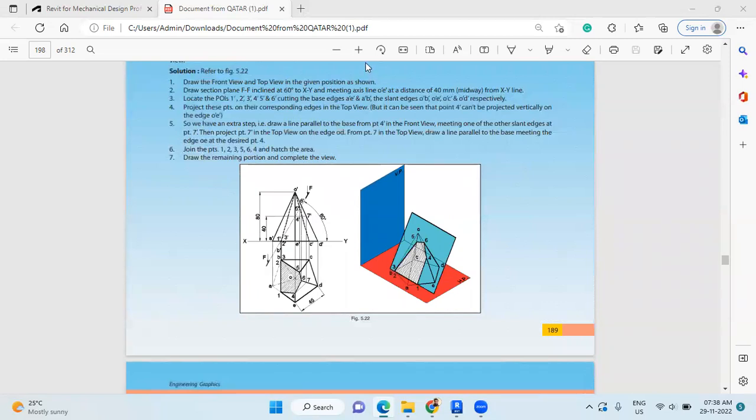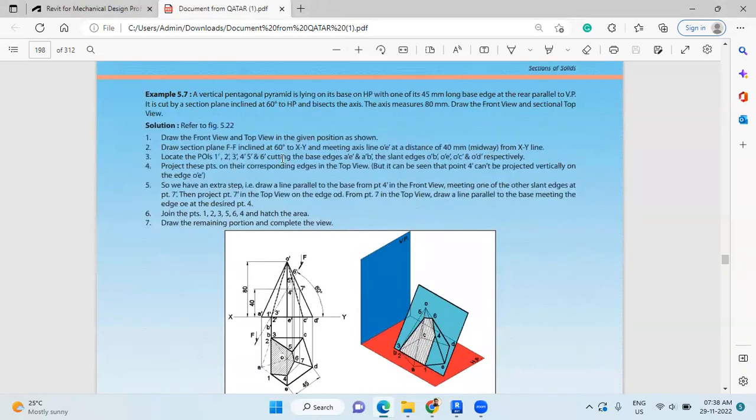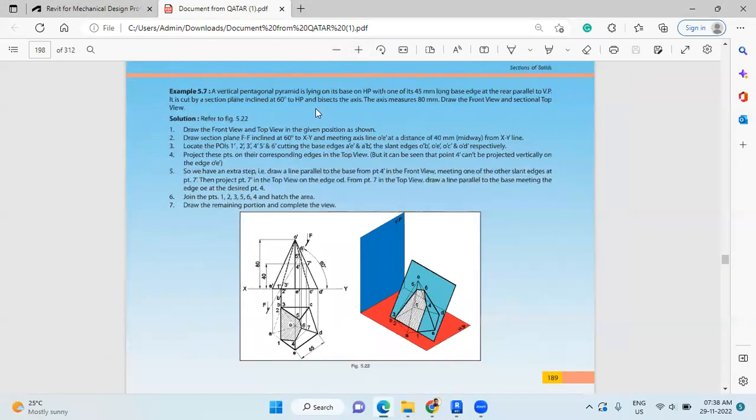Okay, so this problem was homework, right? Any doubt in this problem? No, sir.